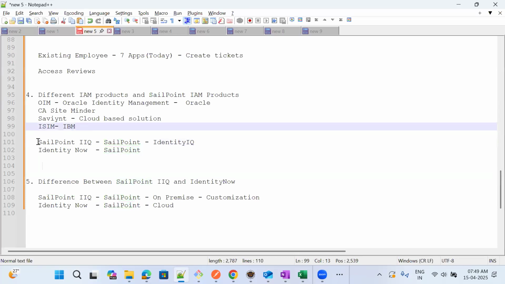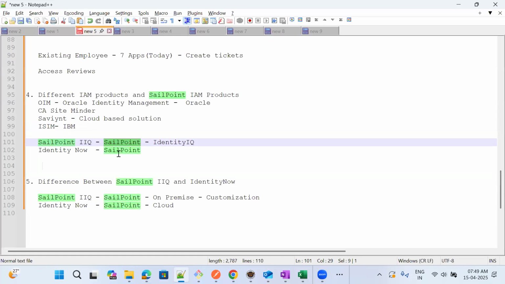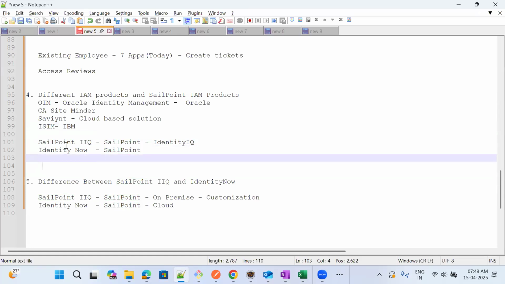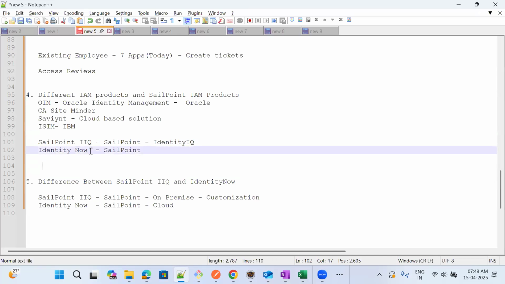Okay, so next to this we have SailPoint IIQ. This we already discussed, and it is from a company called SailPoint. And we have something called Identity Now, and nowadays this Identity Now is called ISC, Identity Security Cloud. So they are just renaming Identity Now to Identity Security Cloud, just for branding and promotion. Okay, so this Identity Now is also from a company called SailPoint. And this is also an IGA tool. It is also used for solving our IAM problems.